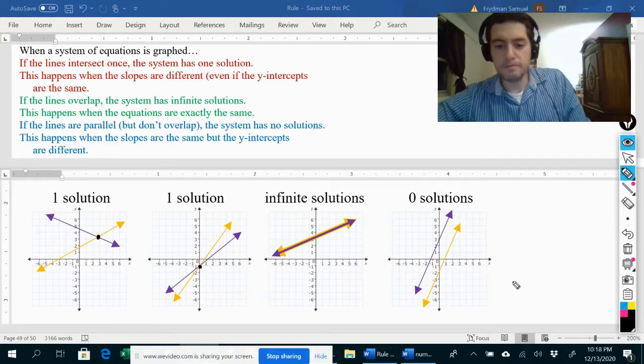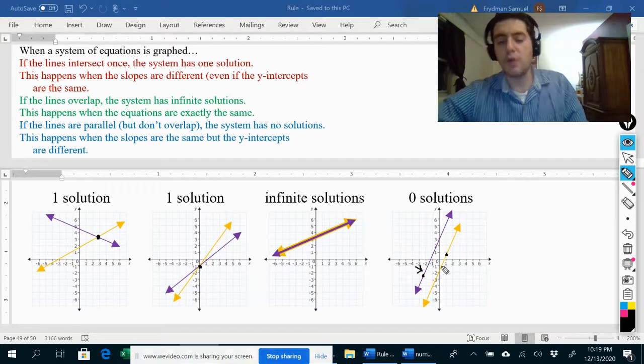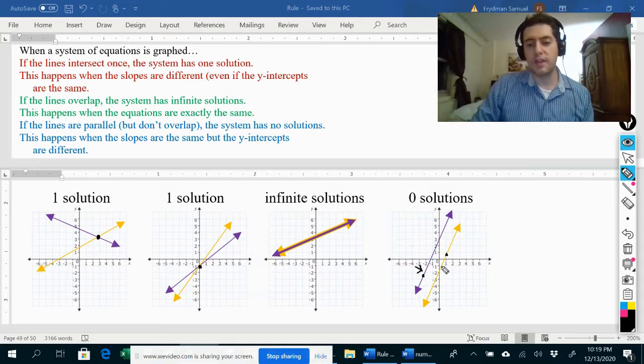So for example, this point over here would be a solution to whatever equation gave us the purple line. And this point over here, okay, so this is a solution to whatever equation gave us the purple line, but it is not a solution to whatever equation gave us the yellow line, because it's on the purple line, but not the yellow one. And just to give you another example, this point over here is on the yellow line, so that would be a solution to whatever equation gave us the yellow line, but it would not be a solution to the equation that gave us the purple line.